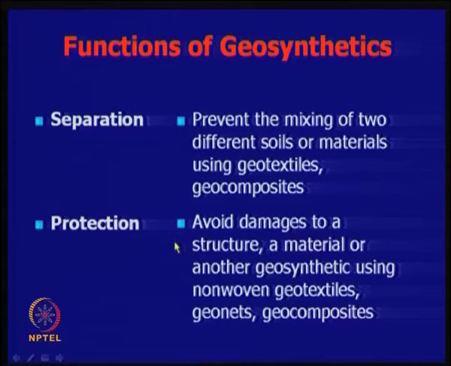Then you also have protection layers. For example, if you take landfills, you would like to avoid damage to a structure or a material or another geosynthetic. For example, if a geomembrane gets punctured, then it cannot provide the impermeability characteristic which is required from it. So, what you do is put some sort of cushioning material, which is called a geotextile, to protect it, or you can put a layer of sand and again put a layer of geotextile, because that is also useful.